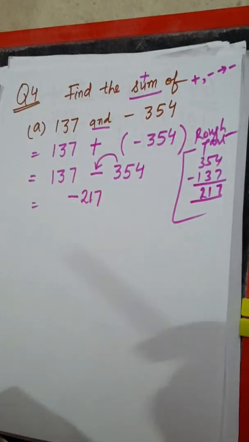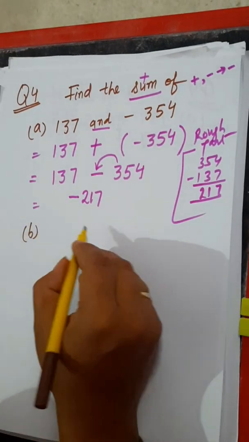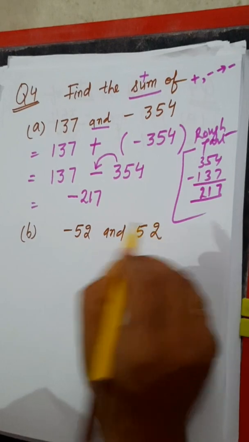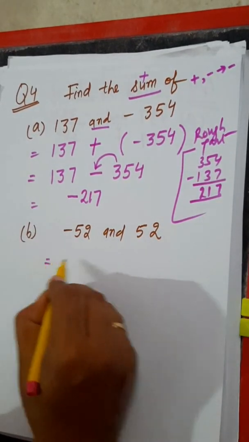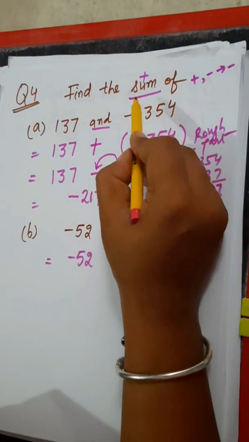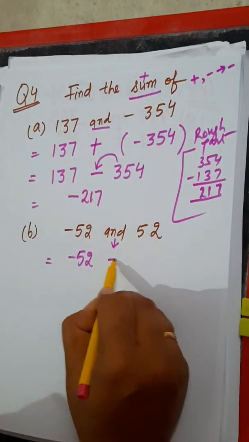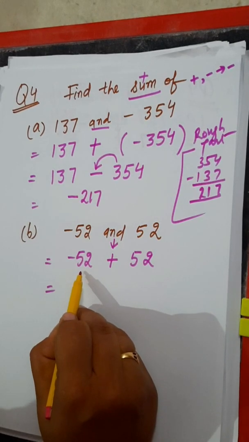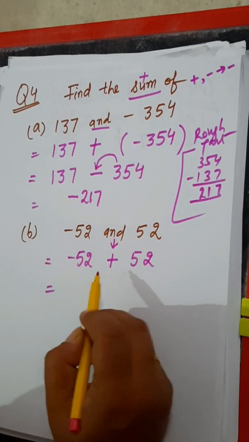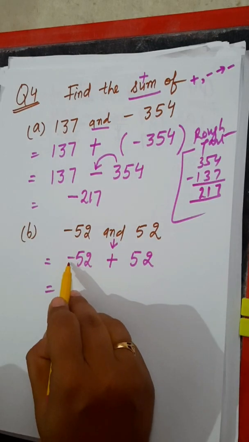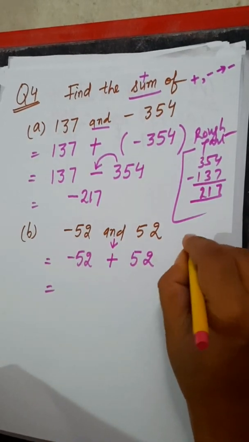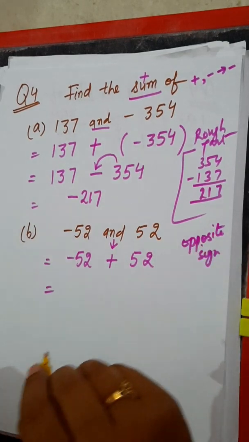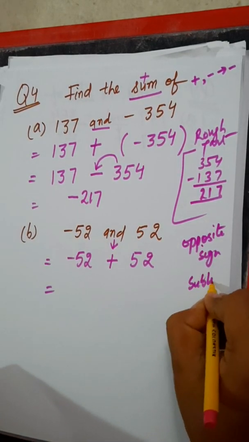Now next we have B part. B part is minus 52 and 52. So I have to solve it. Minus 52, here we have sum, so instead of add I will write plus 52. Now both have the same numerical value, 52 and 52. Plus minus minus, if we have opposite sign, then you have to subtract.